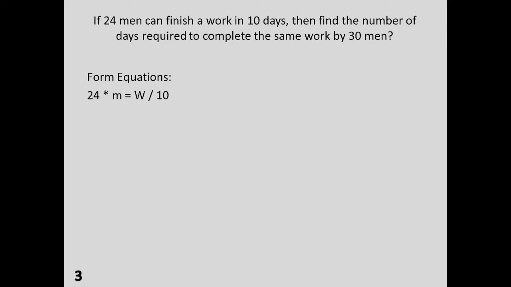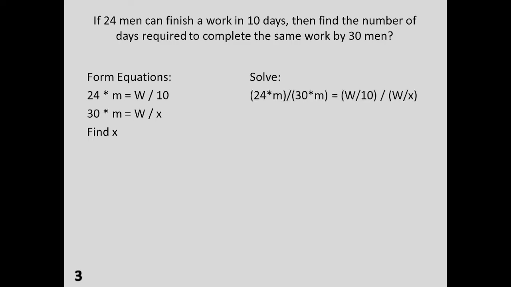By the same logic, for 30 men, we write it like 30 into m is equal to w by x number of days. We need to find x. We just divide those two equations to eliminate m and w and then try to solve for x. Answer is 8 number of days.